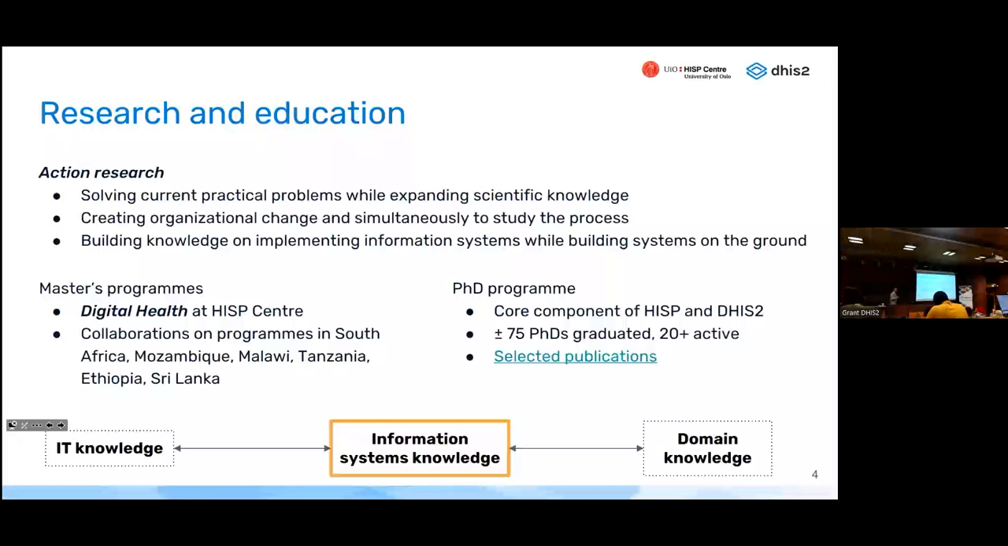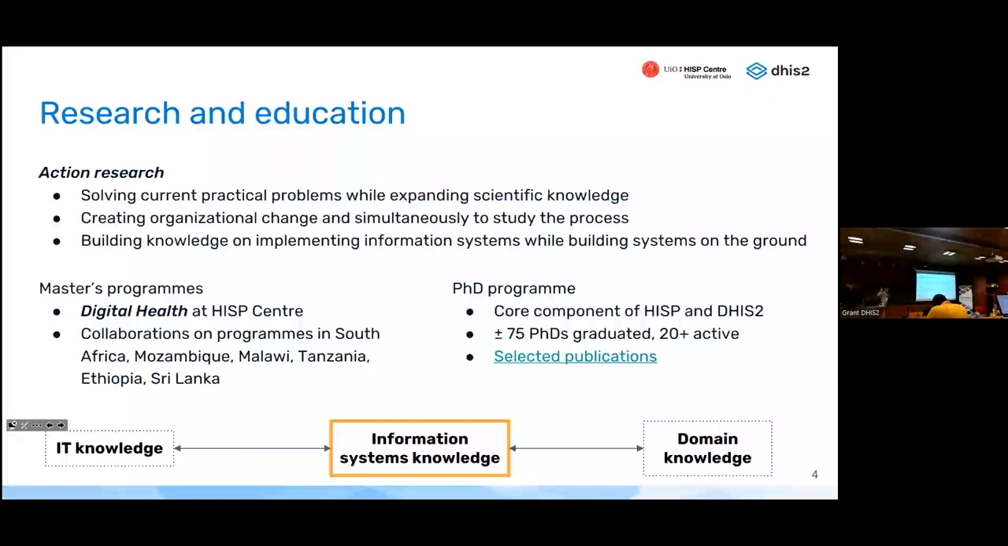I think key to both the master's program and the PhD program is that the type of research we're doing is on information systems. And when we're working on DHIS2, to me, this kind of information systems thinking is bridging the gap between all the IT specialists, the very technical expertise, and the people with the domain knowledge, the public health experts, the medical experts. So this kind of education is about understanding what it actually takes to implement an information system, maintain it over time, and make it sustainable.